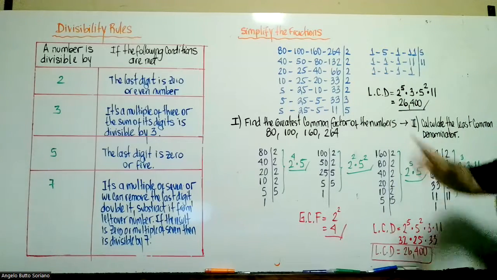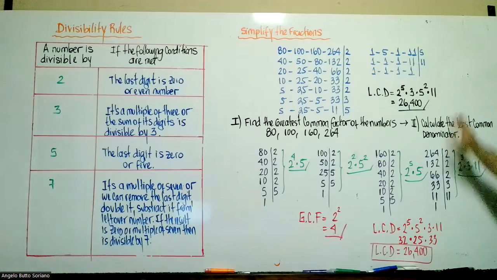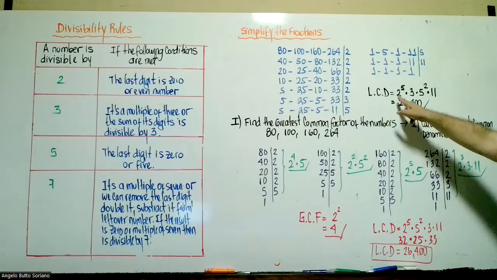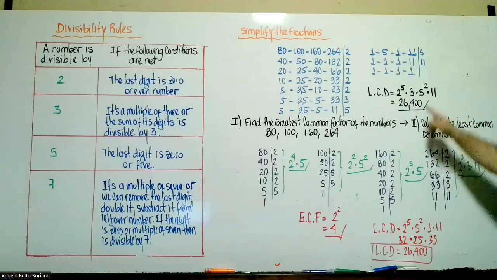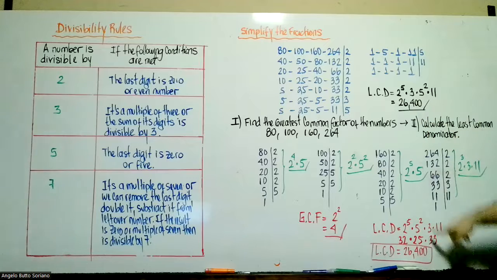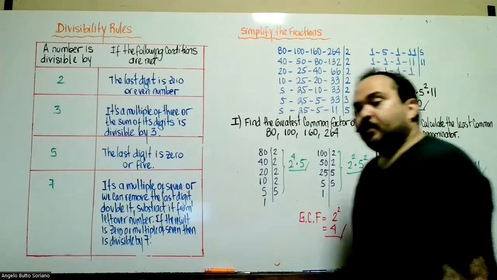el 3 una vez, el 5 dos veces y el 11 una vez, que prácticamente si lo compara con el rojo, 2 a la 5, 5 a la 2, 3, 11, la multiplicación de todo eso nos daría 26,400.